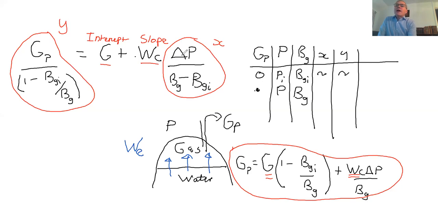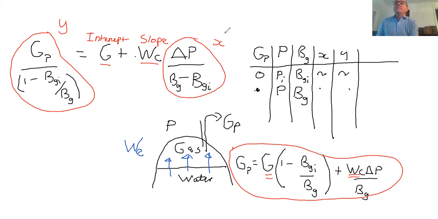The X coordinate has a delta P. It's always PI minus P, PI minus this pressure. It's not the difference in pressure between two different readings. That's obviously, you can make that zero by just having two close together readings. It doesn't make any sense. So it's always the initial pressure, what you started with, not the last point, minus the pressure now. Okay, so then you get values here. So you can plot those up. This is relatively straightforward.